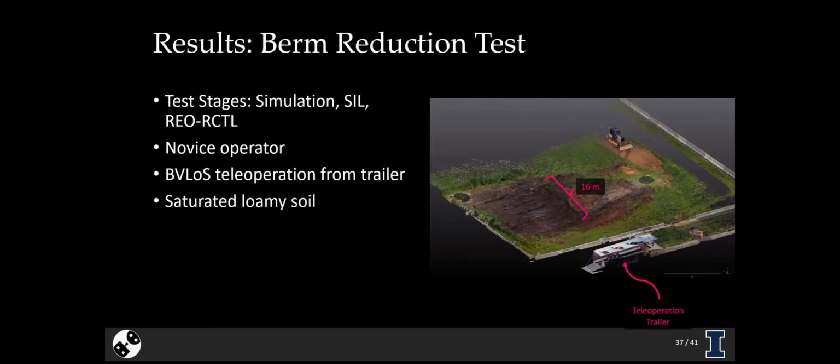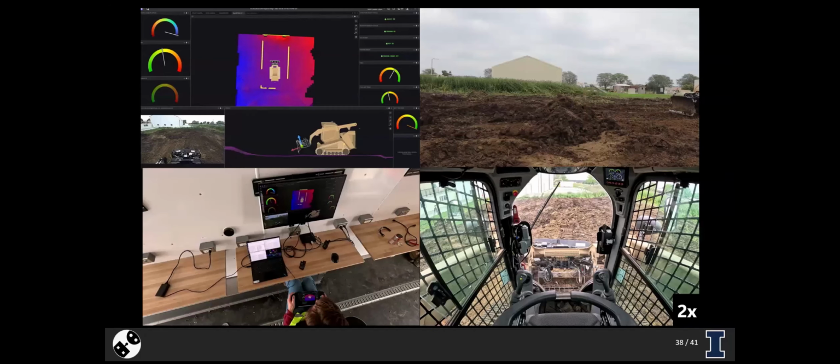And he was able to sit in this trailer here performing beyond visual line of sight teleoperation, so he had no direct view of the vehicle itself. And another thing to mention is that this test was performed the day after it downpoured at Searle, so the terrain was very wet. This is a loamy soil, so very cohesive, and it was very saturated, making it a difficult task for the CTL. So this is pretty heavy soil and low traction.